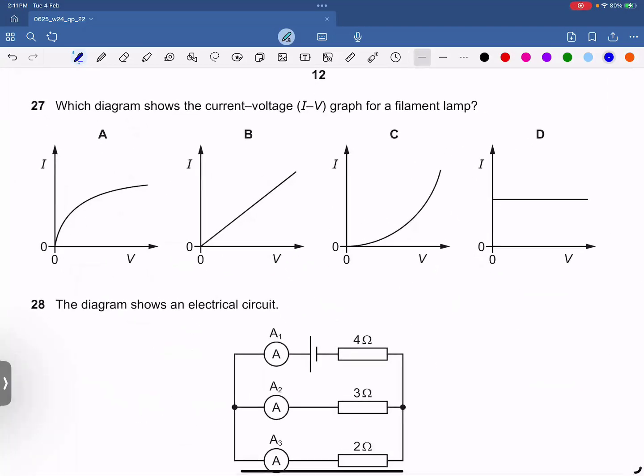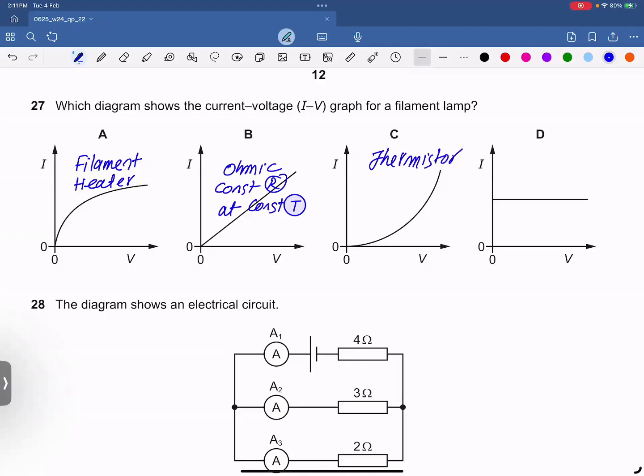Which diagram shows characteristic curve for filament? I will label all for you. If any graph bends away from current, it is filament or heater. Okay. If straight line, this is ohmic conductor. Ohmic means constant resistance at constant temperature. See, if a graph bends away from voltage, this is always a thermistor. Memorize it. D, constant current with voltage, it is not even possible. Okay, so right option is filament, they ask you, and it is A.